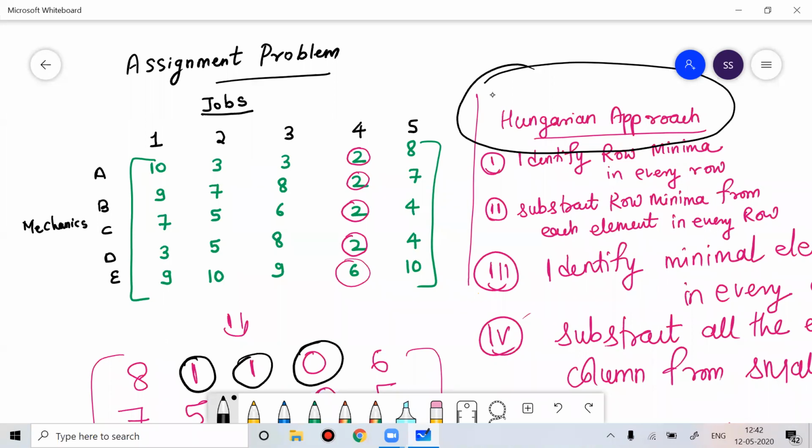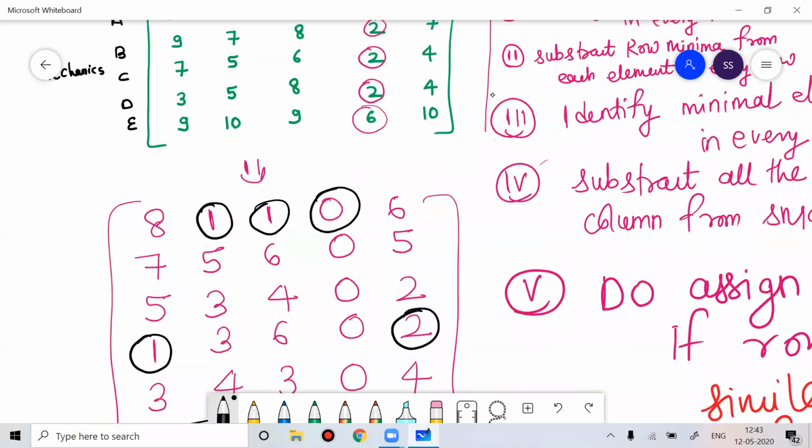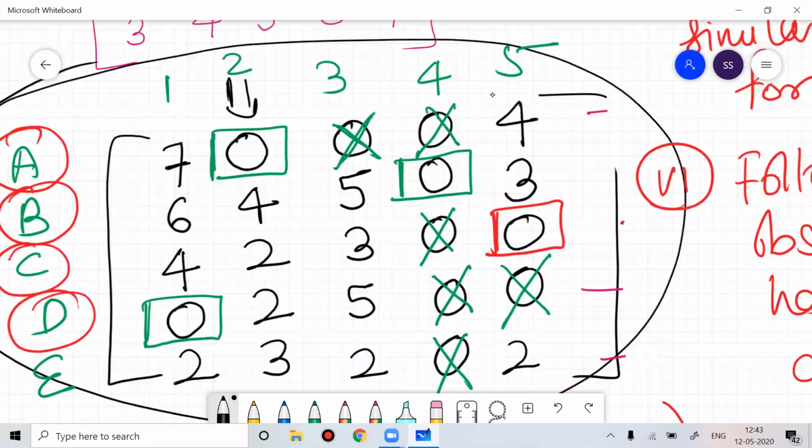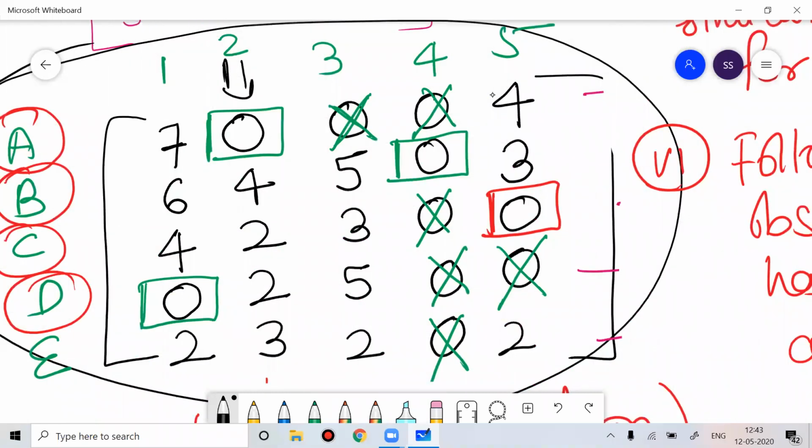Then you have to identify the smallest element in every column, and subtract all the elements of the column from the smallest element. So you have to do this work row wise and column wise. Identify the smallest element in every row, subtract all the elements of the row from the smallest element. Identify the smallest element in every column, subtract all the elements of the column from the smallest element. Ultimately, you will get a matrix where some zeros will be there row wise and column wise.